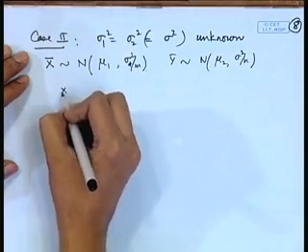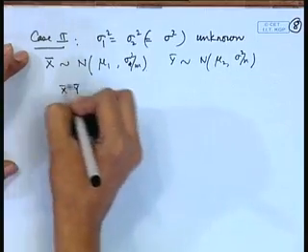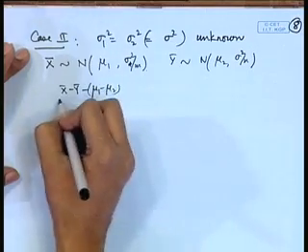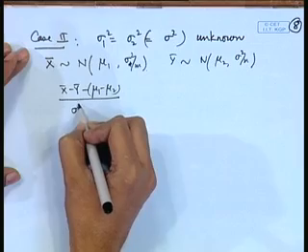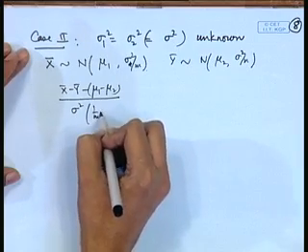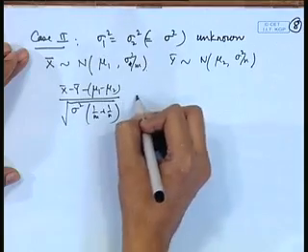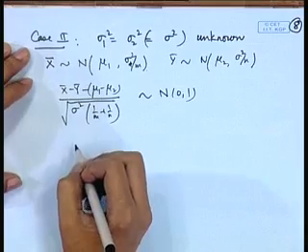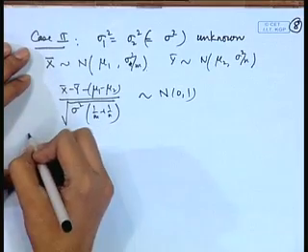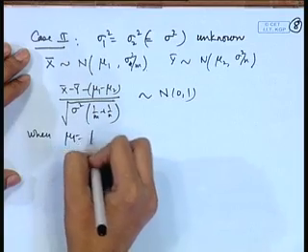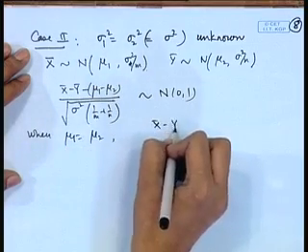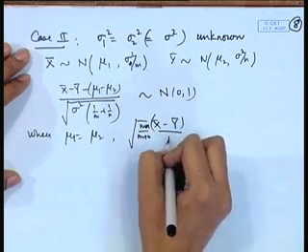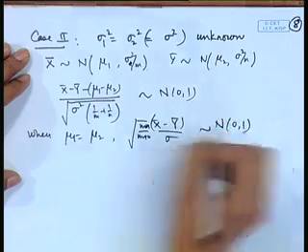So, here x bar minus y bar minus (mu 1 minus mu 2), divided by sigma times square root of 1 by m plus 1 by n, follows normal 0, 1. Once again the independence is utilized here. Now, when mu 1 is equal to mu 2, we will get x bar minus y bar times square root of mn by m plus n, divided by sigma. This follows normal 0, 1 distribution.